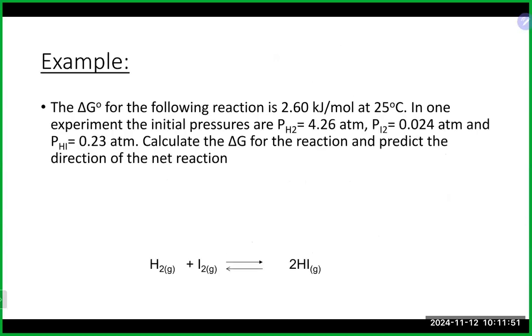All right, I'll give this one a go. Delta G naught for the reaction is 2.6 kilojoules per mole at 25 degrees. In one experiment, we have initial pressures for H2, 4.26 atmospheres, I2, 0.024 atmospheres, and HI, 0.23 atmospheres. We want to calculate the delta G for this reaction and predict which way the reaction would head. Take some time and figure that out.